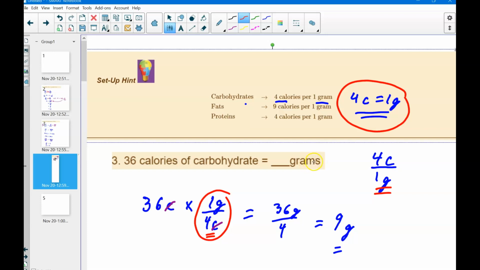Well, the question is looking for the answer in grams, right? So the unit, at the end of the day, the unit I want to be left with is grams. So I write it this way, so the C's will cancel. If I write it this way, watch this, 36C, the C's won't cancel. And it'll be 4 times 36, no cancellation. I'll have C squared over G. You don't want that. I don't know what that is. That's not the unit you want. You want to be left with grams. That's why I set it up that way.